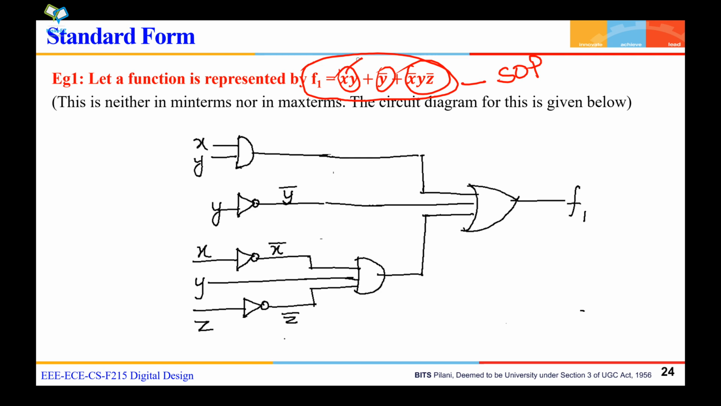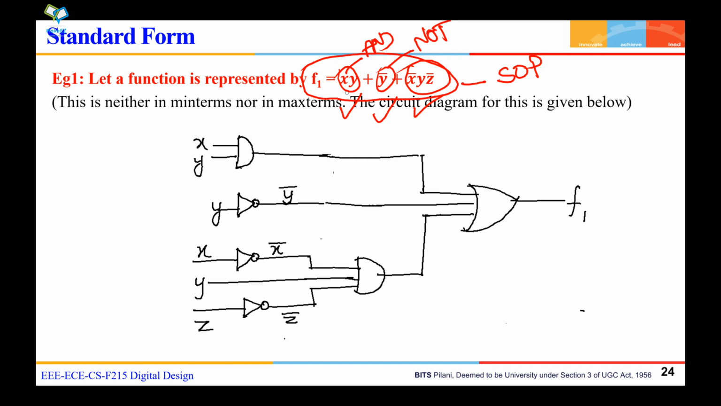Now see, this xy can be got using an AND gate, and this y bar can be got from a NOT gate, and similarly you can get x bar and z bar from NOT gate, and you can get x bar y z bar from a 3-input AND gate. Then you have OR of all these three terms. So you need a 3-input OR gate.